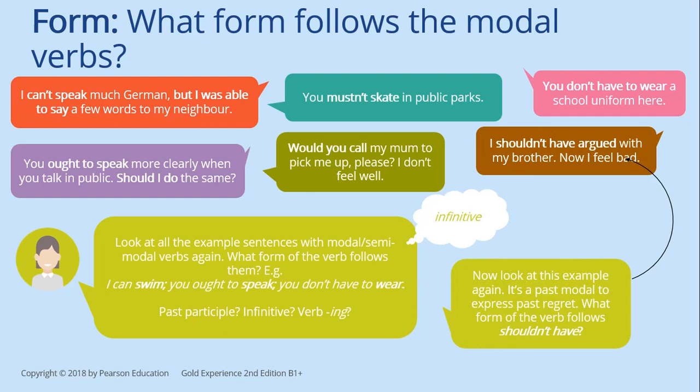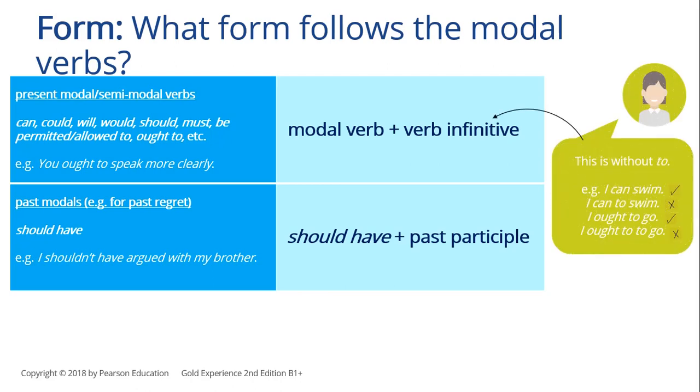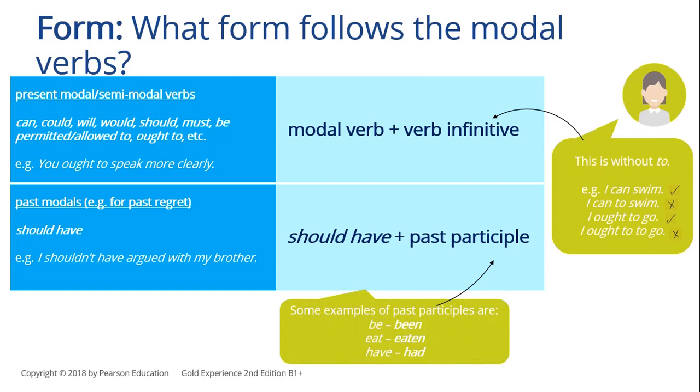Now look at this example again. It's a past modal to express past regret. What form of the verb follows shouldn't have? Past participle. So, we use modal verbs with verb plus infinitive and past modals should have plus past participle. Verb in infinitive means verb without to. I can swim, I ought to go. Some examples of past participles are be, been, eat, eaten, have, had. I'm sure you know them all.